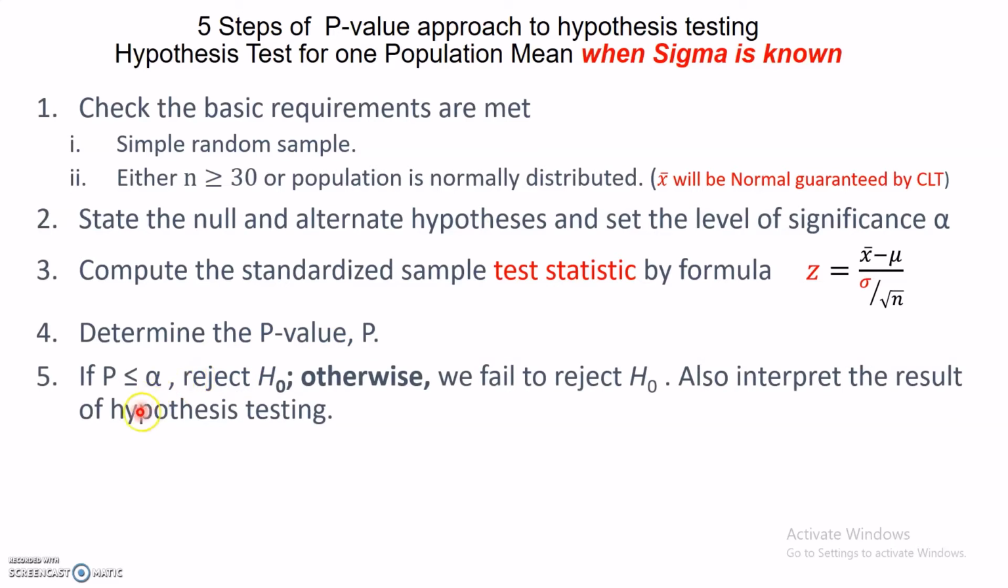What is the fifth step and the last step? Now we compare the p-value we have obtained in step number 4 with the significance level. We compare these two things, right? If the p-value is less than or equal to alpha, we reject the null hypothesis. And if the p-value is greater than alpha, then we say we are not in a position to reject the null hypothesis. So again, if the p-value is less than or equal to alpha, we reject the null hypothesis. And if the p-value is greater than alpha, we fail to reject the null hypothesis. And we also try to interpret the result of the hypothesis testing in the given situation.